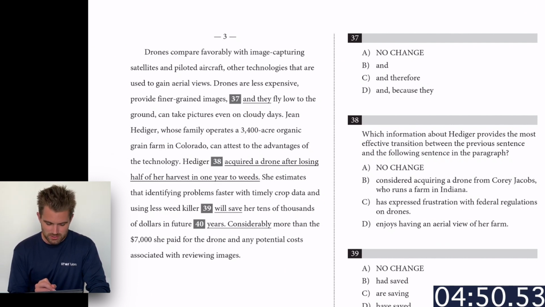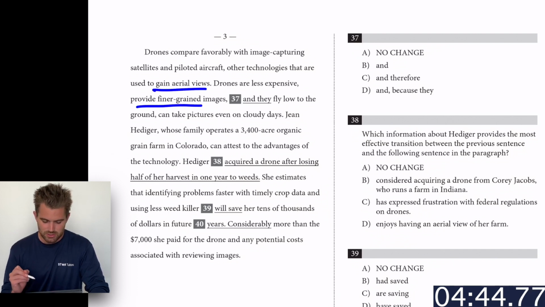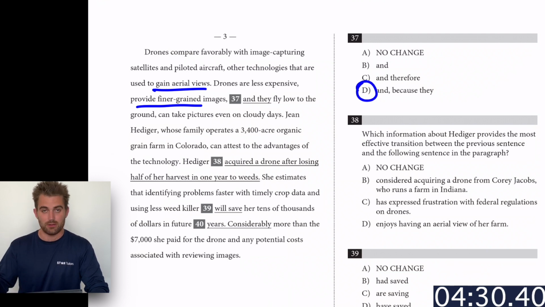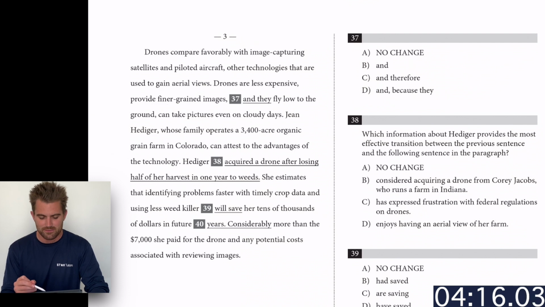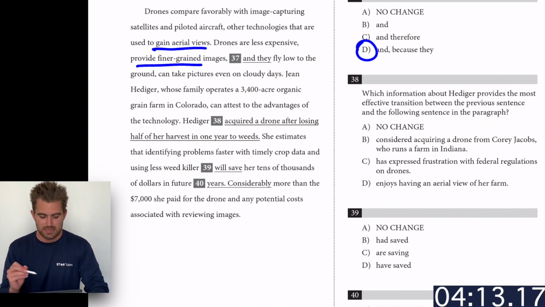Drones compare favorably with image-capturing satellites and piloted aircraft, other technologies used to gain aerial views. Drones are less expensive, provide finer-grained images, and they fly low to the ground and can take pictures. Oh, this is a tricky one, guys. Because they fly low to the ground, that's a modifying phrase or dependent clause. Because they fly low to the ground, can take pictures even on cloudy days. So it's got to be D there. That's tricky though. It gave me a pause because the other option looked right, but when you keep reading and get to the word can, it suddenly doesn't sound right.